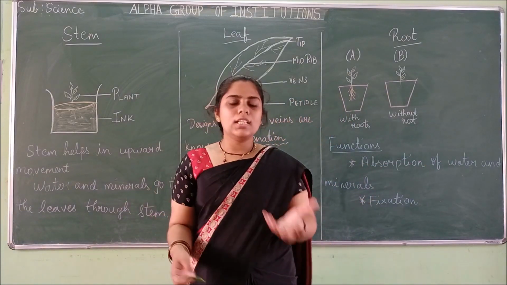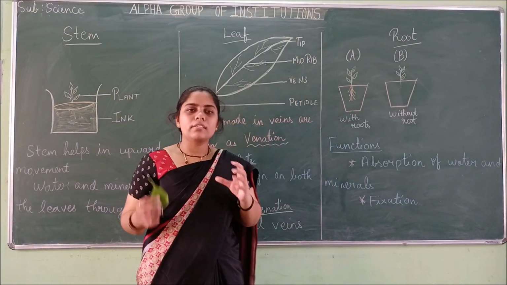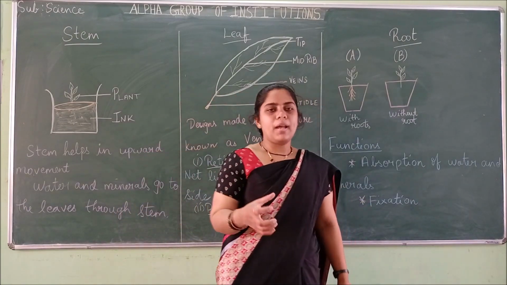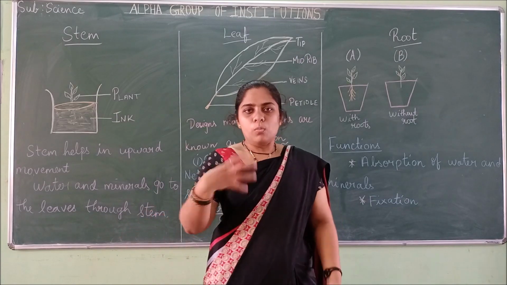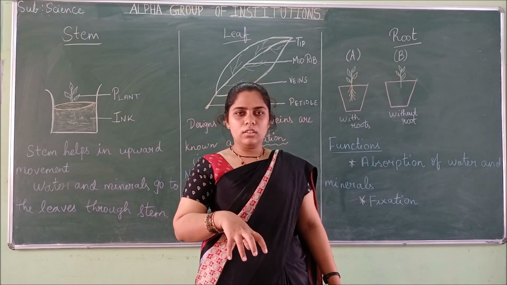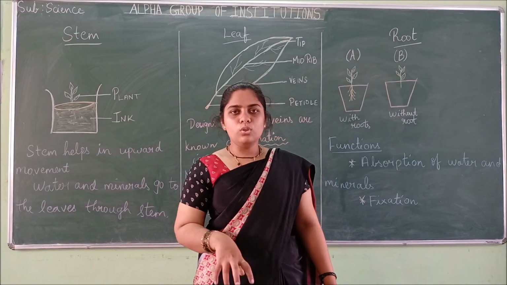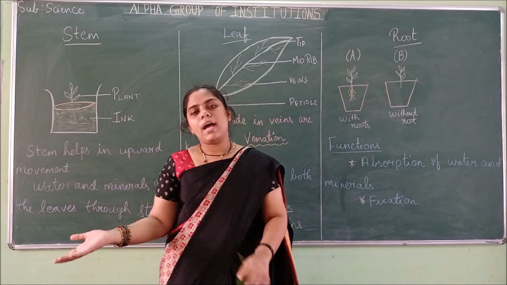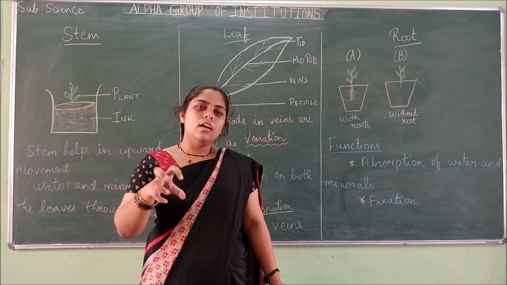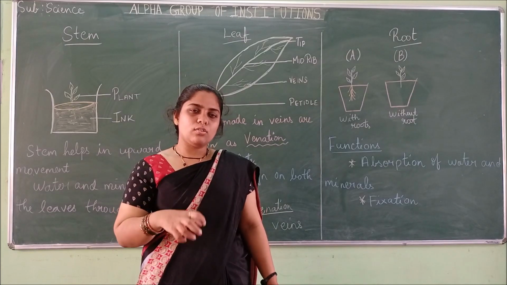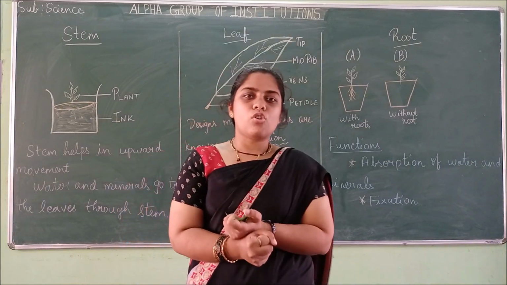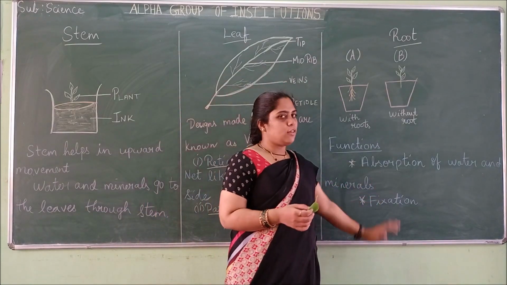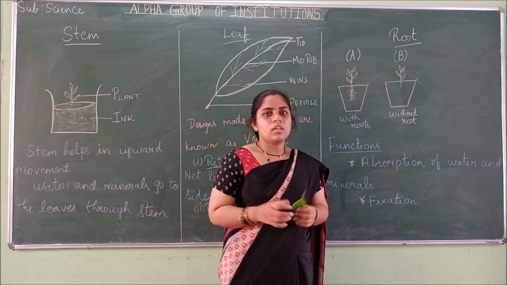So, water and minerals are being absorbed by the roots only. And fixation, to fix the plant. When heavy wind comes, what fixes the soil and the plant? The root only. If the roots are very weak, what happens? The whole plant will fall off. That is anchorage, that keeps the plant strong to the surface. So these are the important functions of the root.